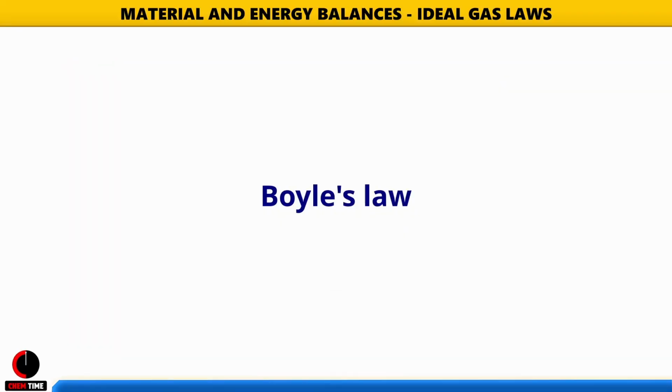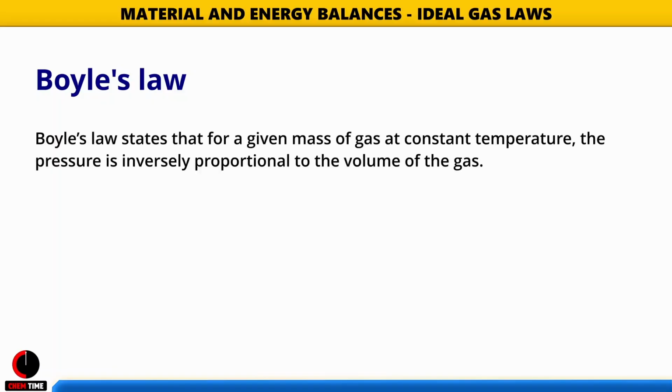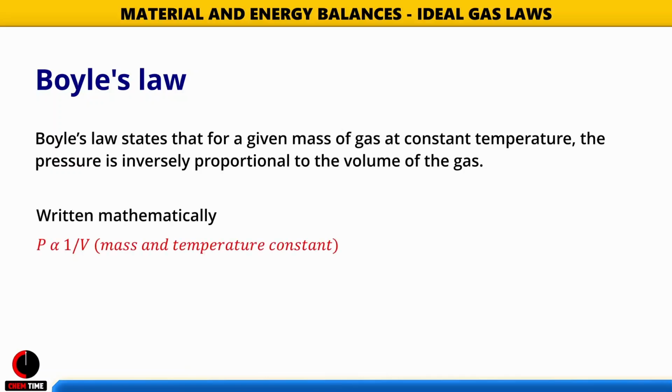As far as Boyle's law is concerned, it states that for a given amount of gas at constant temperature, the pressure is inversely proportional to the volume of the gas. Mathematically written, P is proportional to 1 by V, mass and temperature constant. The above equation can be written as PV is equal to constant.